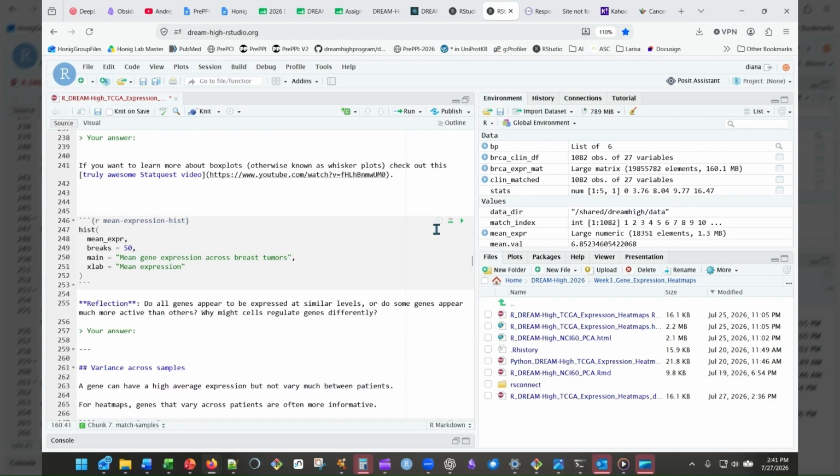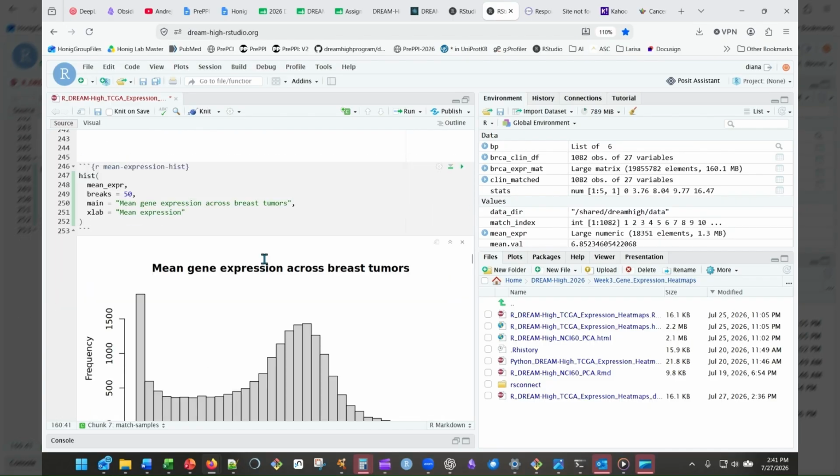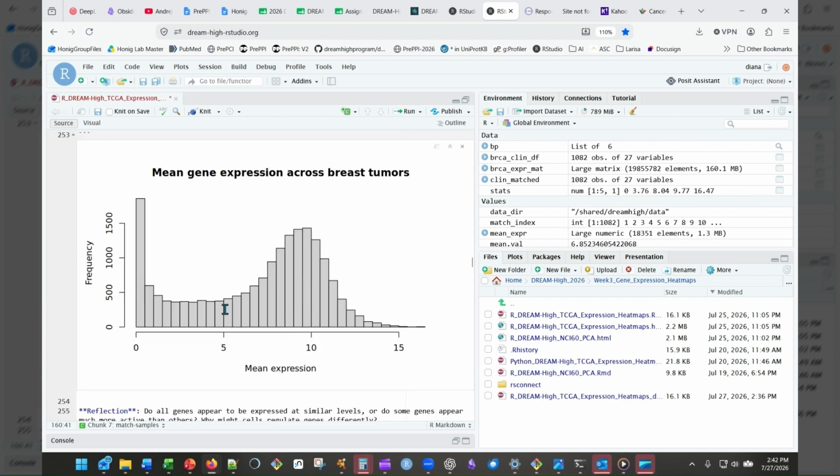Okay, so let's look at a histogram of this mean gene expression across breast tumors. Each value is the mean expression level of a given gene across patients. You see that there's some bell curve or normal distribution character here. All of our statistics in R require or assume that we're working with normal distributions or bell curve distributions.